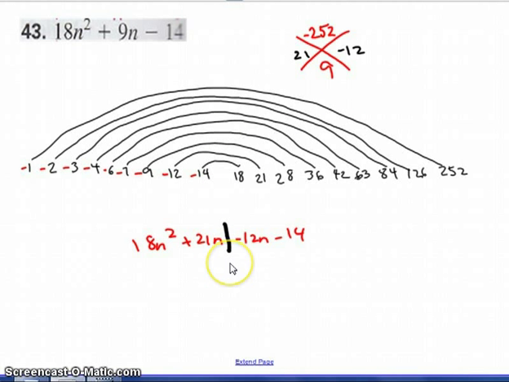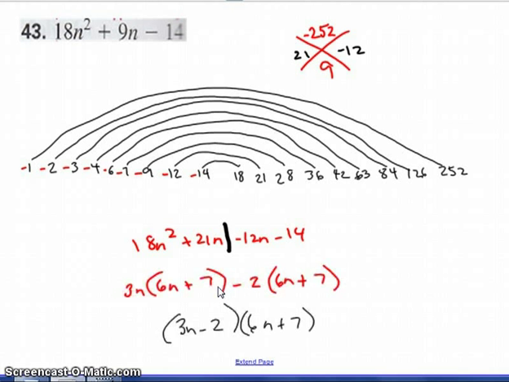Then I divide left half from right half, and I try to figure out what can I factor out of the left half. Well, they have 3 in common and they have n in common, so I factor that out. The right half, they have 2 in common, so I factor that out. And actually they have -2 in common. So hopefully you worked it out and found that this is 3n minus 2 times 6n plus 7.